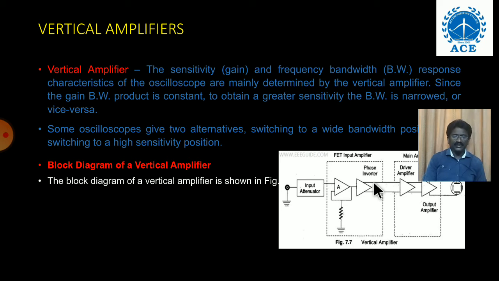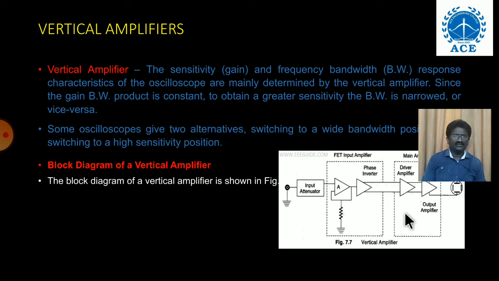That means the phase inverter provides two anti-phase signals which are required to operate the push-pull amplifier. The push-pull output stage delivers equal signal voltages of opposite polarity to the vertical plates of the CRT. In a CRT we can observe two vertical plates. For those plates you have to provide equal potential voltage, that may be either positive or negative. Whatever the polarity, you should maintain equality. This is the function of the first part of the vertical amplifier.